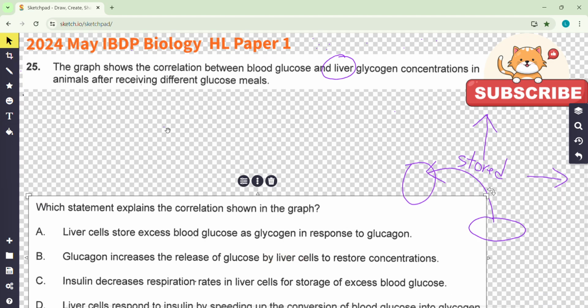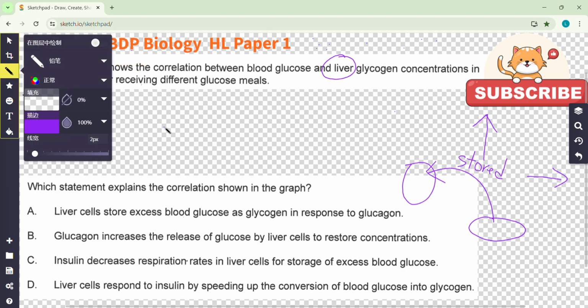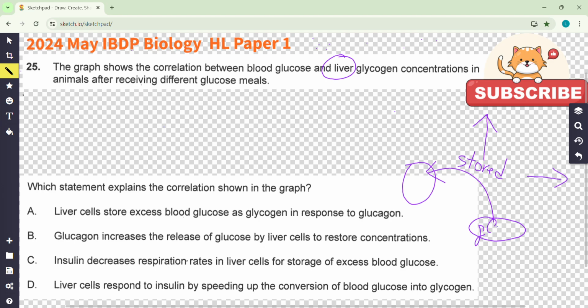Yes, just remember glucose transformed to glycogen when the glucose level is high. So it is a glucose, and this is a glycogen. And then next one, in this discussion, a lot of words come out. Glucagon, insulin. So you have to remember what is their role in this process.